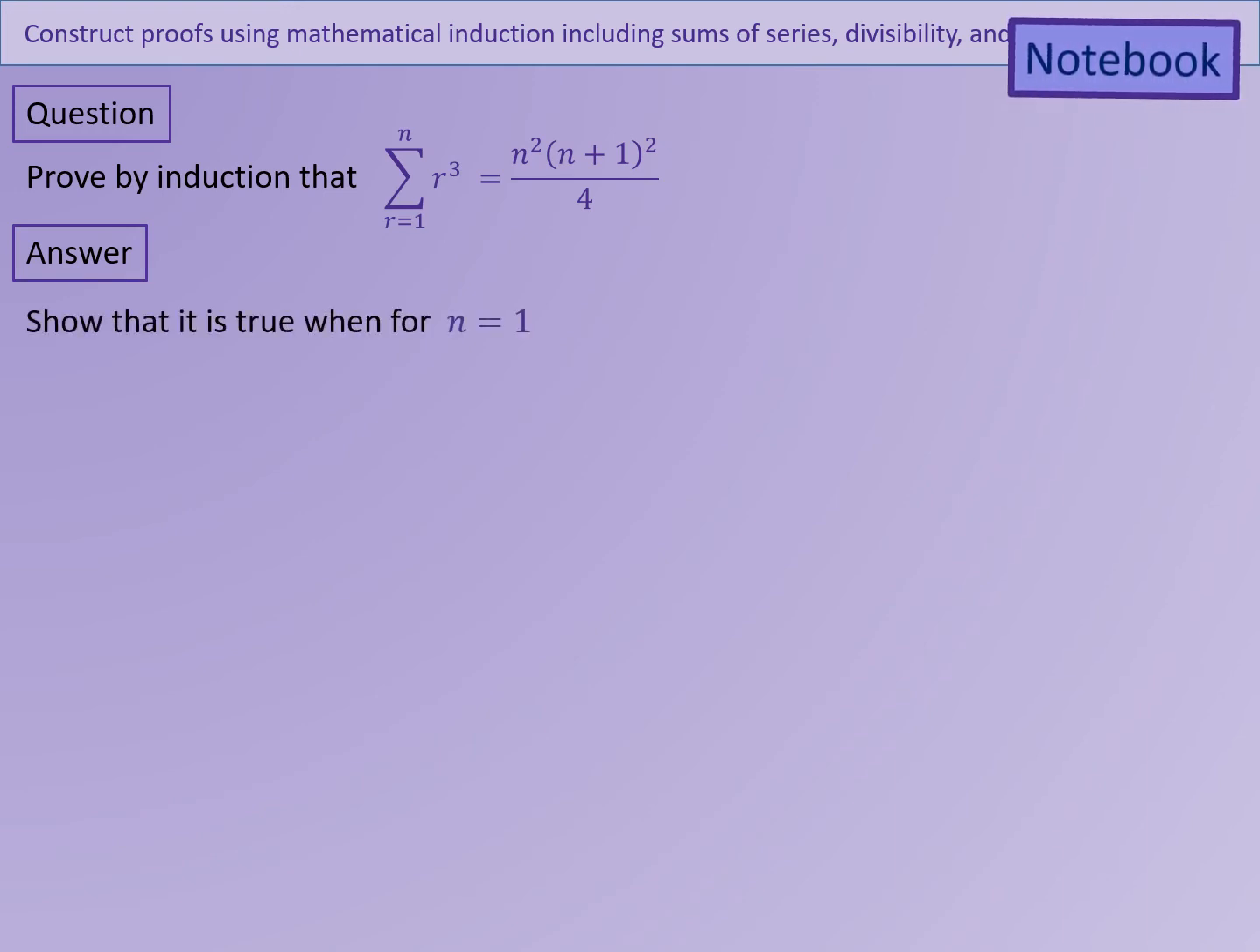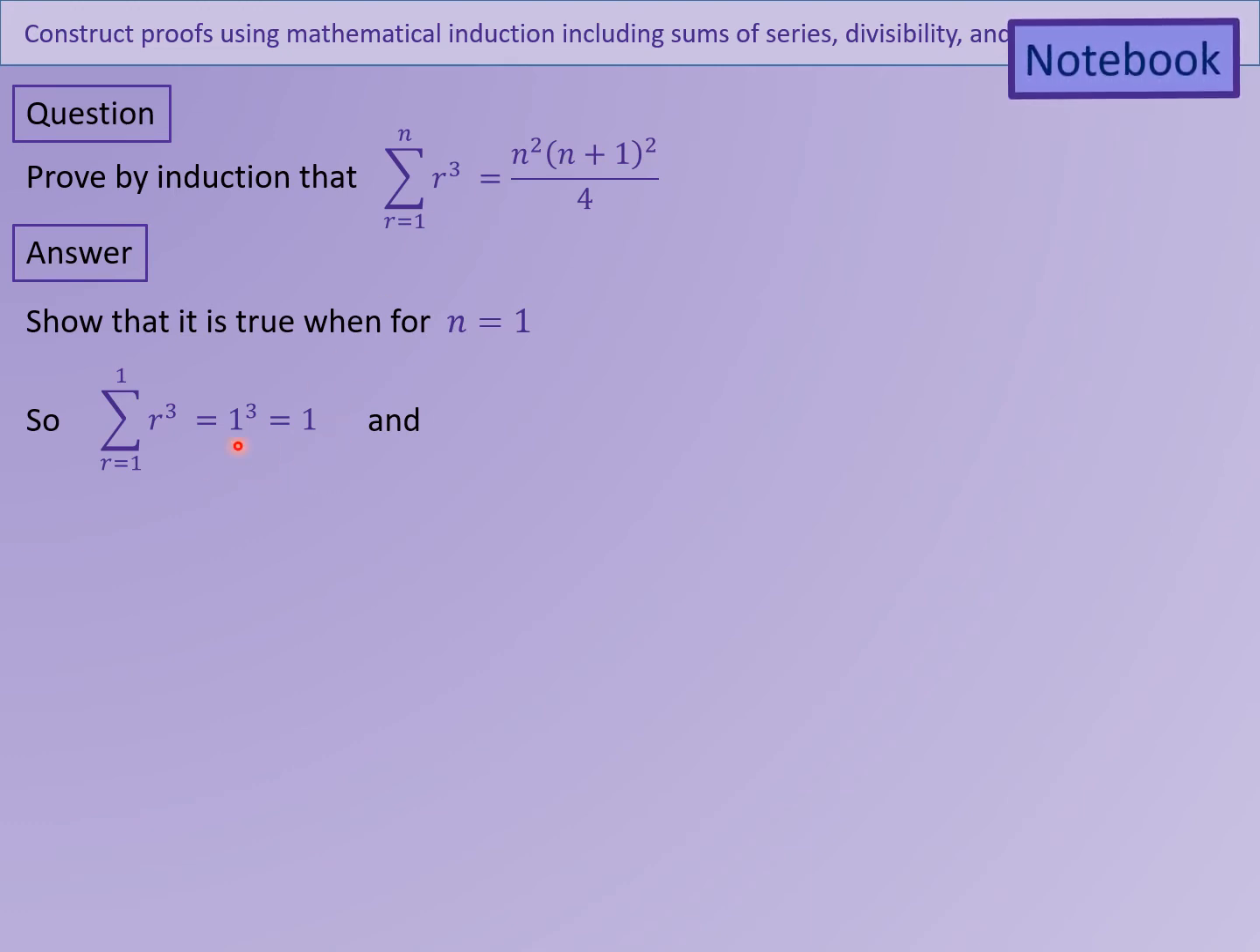So when n equals 1, there will only be one term in this summation. It will just be the r equals 1 term. So the first term only, in this case, it will just be 1 cubed, so 1. So the left-hand side of this expression is 1. You can use LHS to show that you mean left-hand side here, if you want to make it more clear.